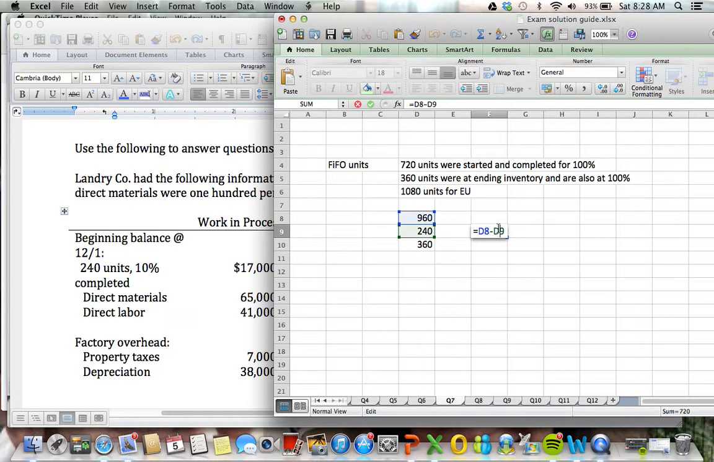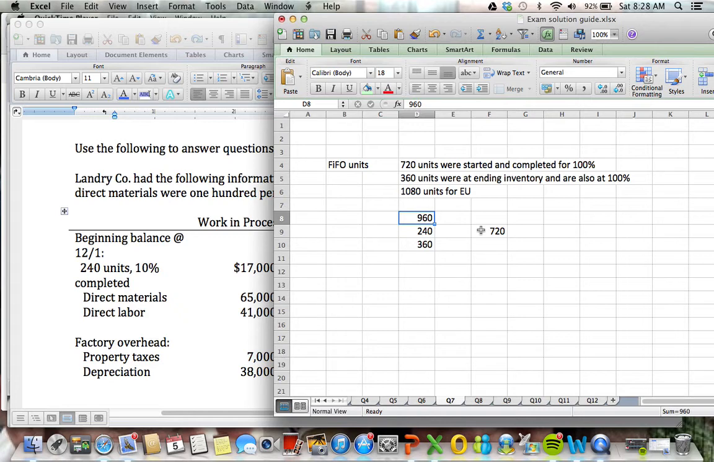And where did that 960 come from? Well, 720 we started and completed, and 240 was in the beginning inventory. So altogether we started and completed 720, and altogether we transferred out 960. Now the idea is, yeah, we started more units, because we have 360 left in ending inventory, but we didn't finish all of them. We did start and complete 720. We did transfer out 960.